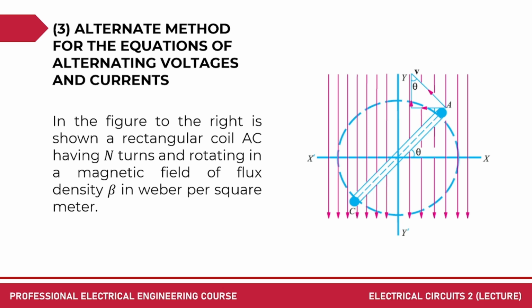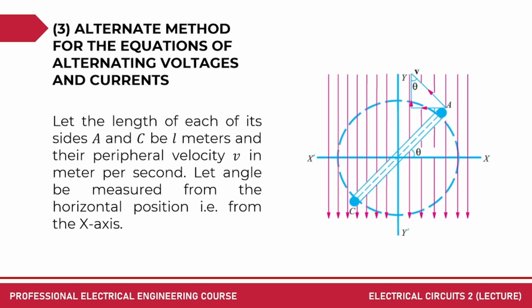In the figure to the right is shown a rectangular coil AC having n turns and rotating in a magnetic field of flux density beta in Weber per square meter. Let the length of each of its sides A and C be L in meters, and their peripheral velocity be v in meters per second. Let the angle be measured from the horizontal position, let's say from the x-axis.